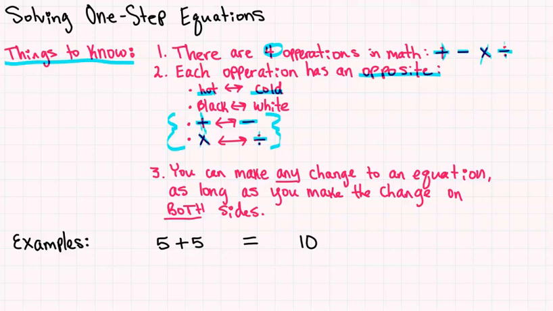Another thing to remember is that when we're solving one-step equations, or any equations for that matter, we can make any change at all to an equation, as long as we make the change on both sides of the equation. So I'm going to go over this example really quick to show what I mean by that last rule. When we look at this equation here, on the left side we have 5 plus 5. And this equation says that 5 plus 5 is equal to 10.